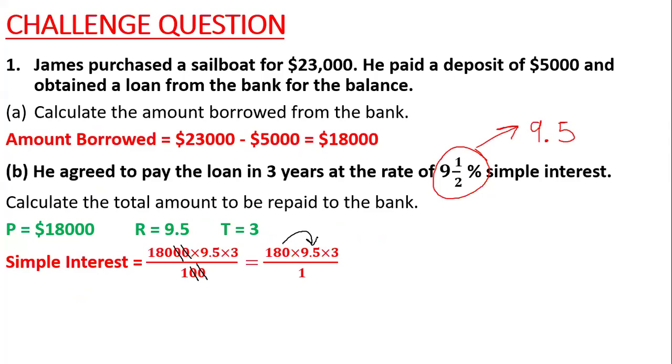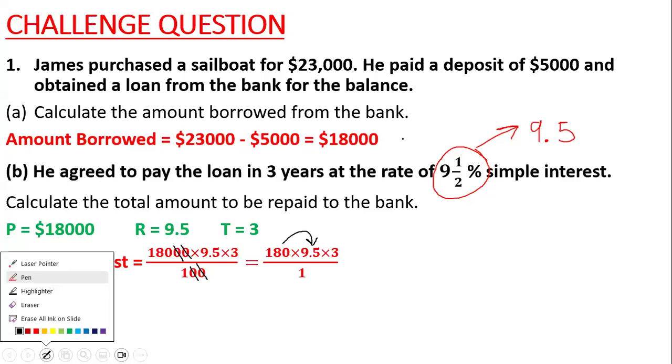180 multiplied by 9.5 is 1,710. Yeah, 1,710. Do I need to show that multiplication? I think I should. Yes, I think I should. Let me show that multiplication for some of us who need to see it.